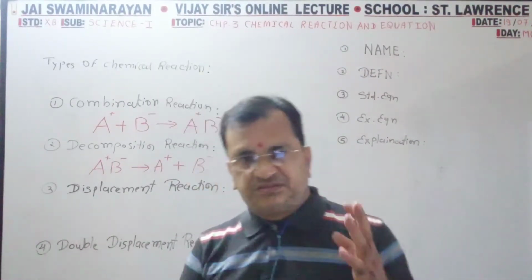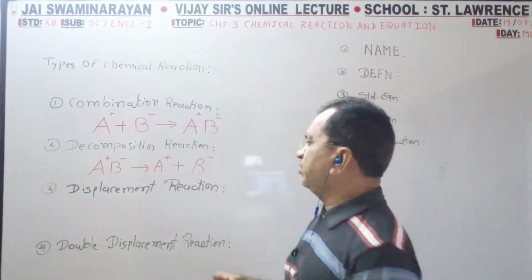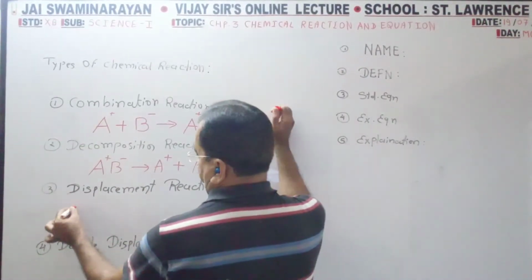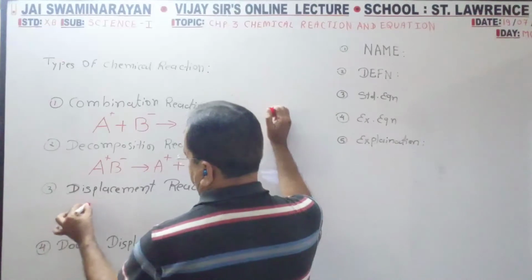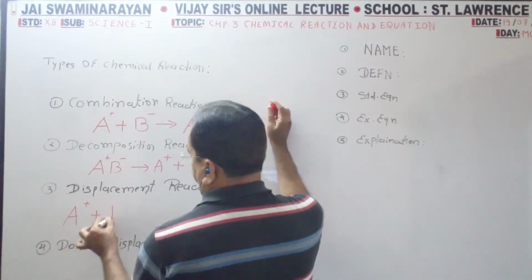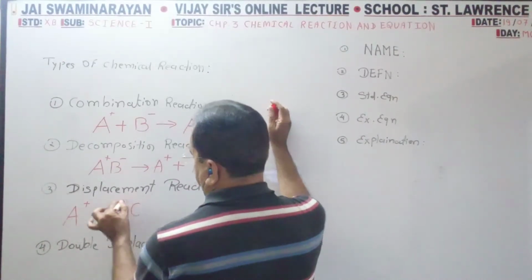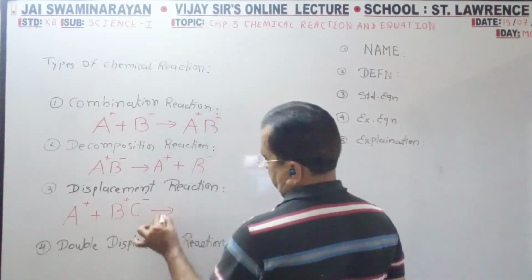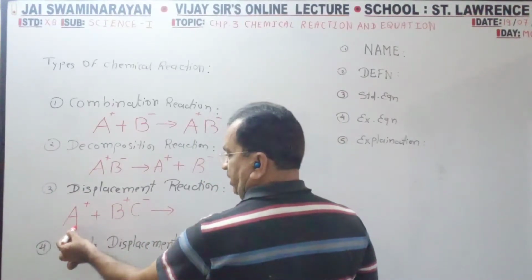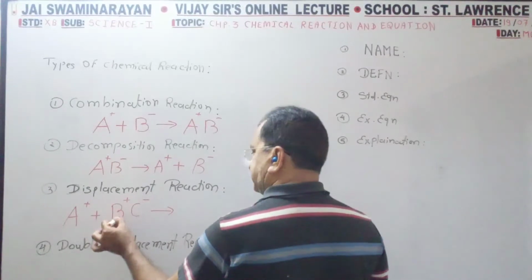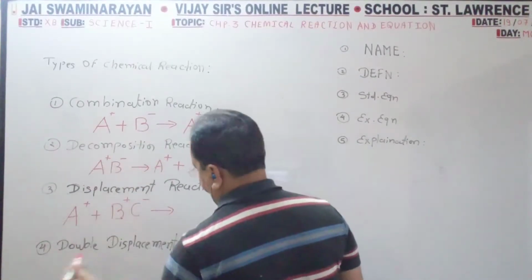Displacement, this is most important among all these. So A plus, here already compound BC, plus and minus. Now which is free will be in combined form, and which is in combined form become free.